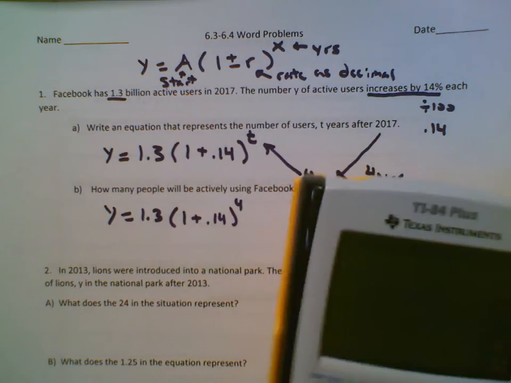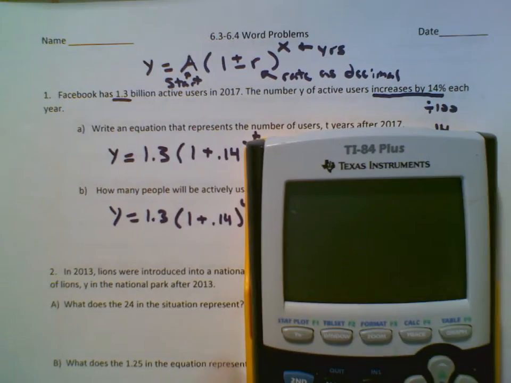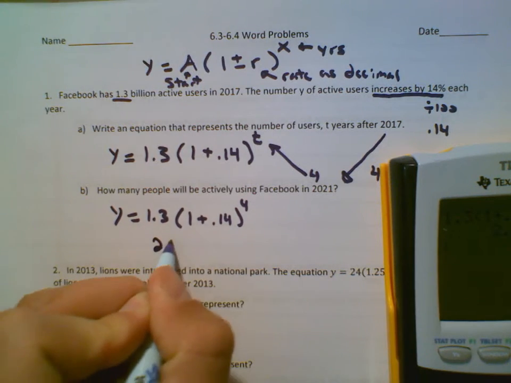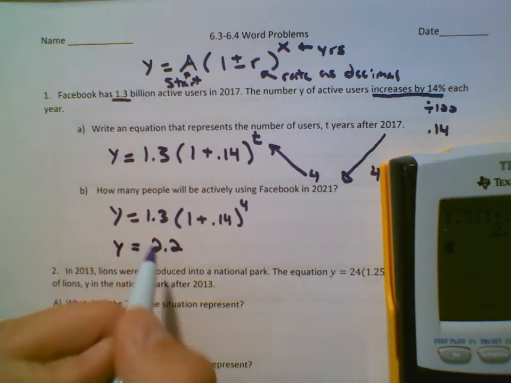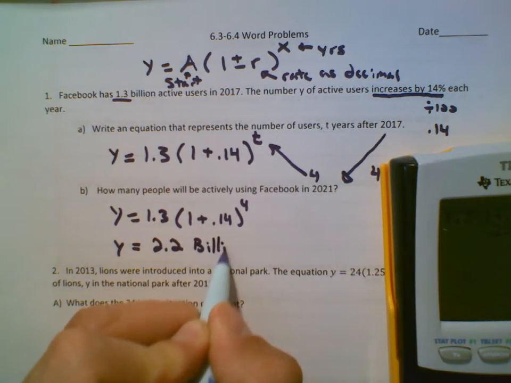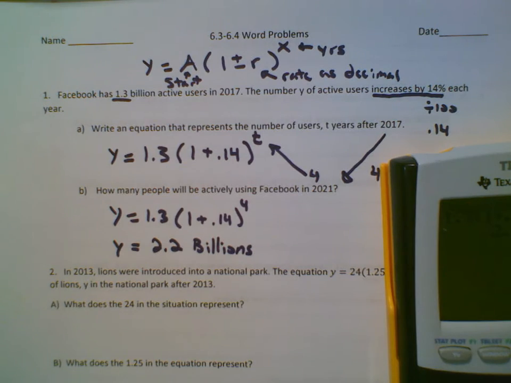On my calculator, I can type this in just as it's written. So on my calculator, I'm going to type in 1.3 parentheses 1 plus 0.14, and then I'm going to raise that to the fourth power for 4 years. Hit enter, okay, and it says I have 2.19, so I'm going to round that up to 2.2. And then I just need to remember that because the 1.3 was in billion, this is technically in billions. Okay, so it's 2.2 billion.